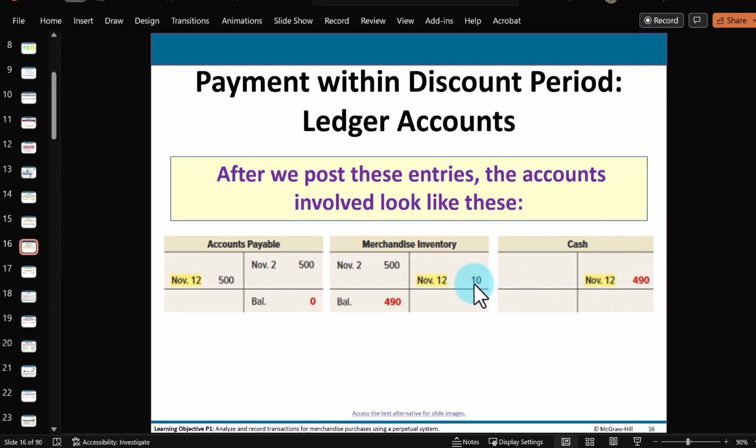So the net cost of that merchandise is not 500, but here you can see now we reduced it down to $490.